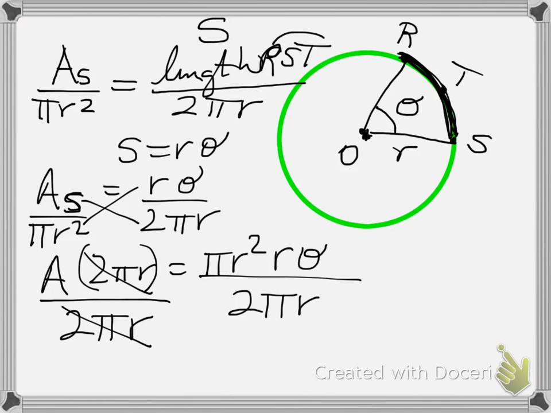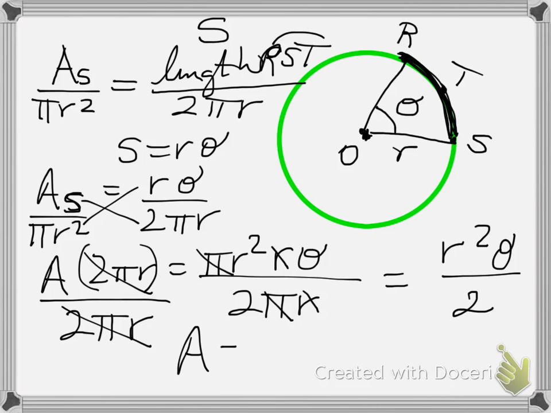And I want you to notice some things will cancel. Pi is going to cancel and one of the r's. And what I'm left with is r squared theta. Now remember, theta has to be in radian mode, all over 2. So I can rewrite this. The area is equal to 1/2 r squared theta. So this is how we find the area of a sector.